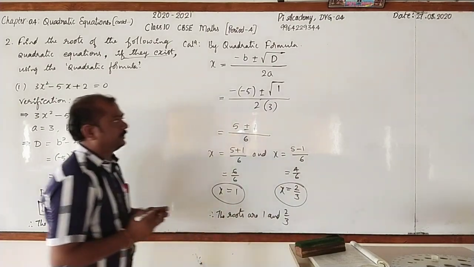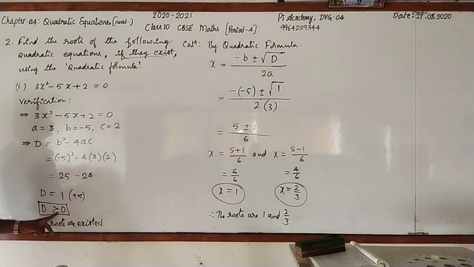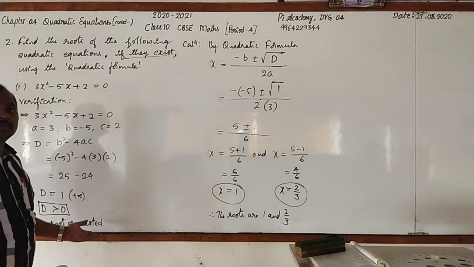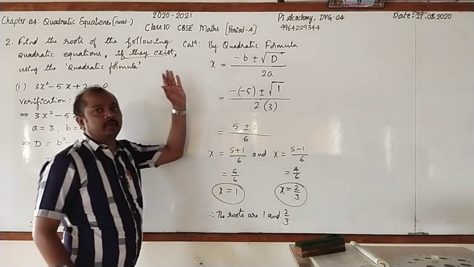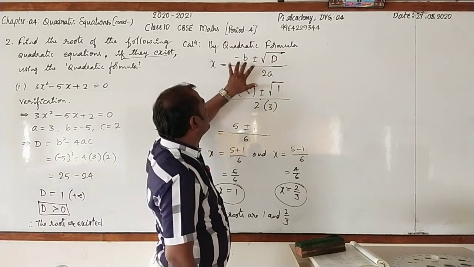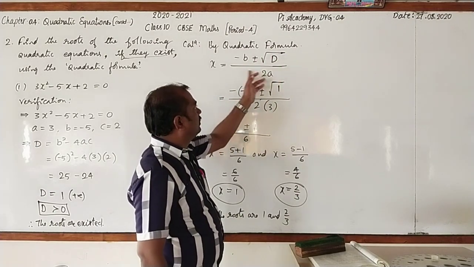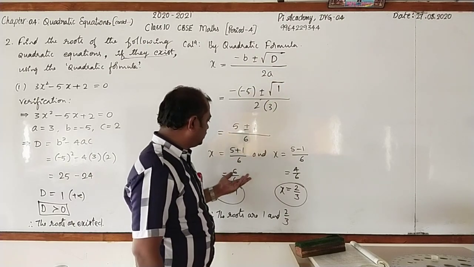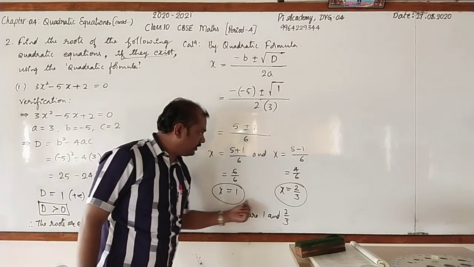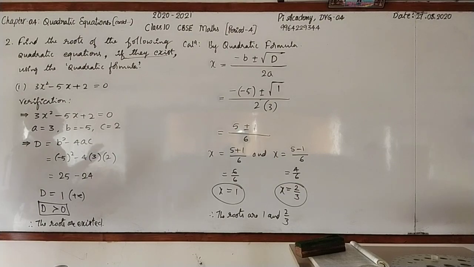Did you understand? Yes. Once you observe that, first we have verified whether the roots are existent. Here we got the discriminant value 1, which is greater than 0, hence the roots are existent. After the existence, we have to find out those roots by using quadratic formula. And quadratic formula is rewritten as minus b plus or minus square root of d, because we have already found out the value of d, whole divided by 2a. On substituting, you will get the x values as 1 and 2 by 3, which are the roots of the quadratic equation. Did you understand? Yes, hope that you have understood.